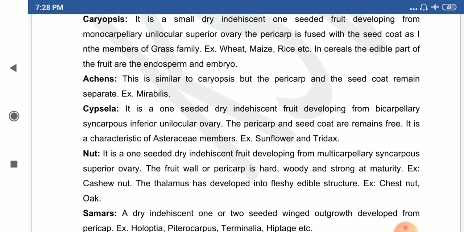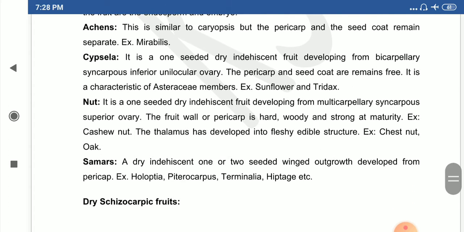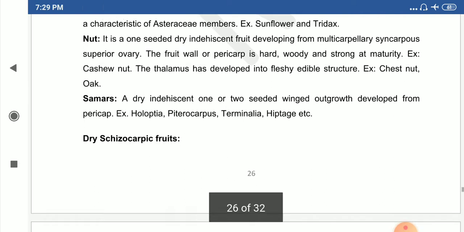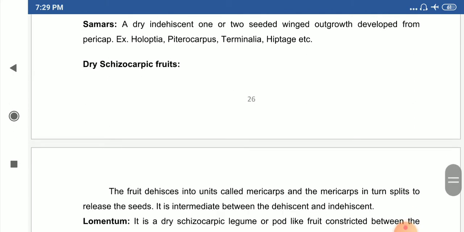Next one is a nut. A nut is a one-seeded dry indehiscent fruit. Example is cashew nut. Next one is samara, a dry indehiscent fruit. They develop as winged fruit. Generally in Terminalia or Pterocarpus, this type of fruit is present.